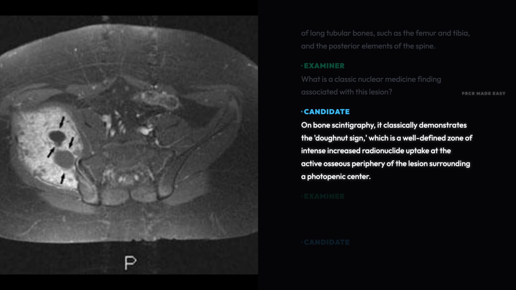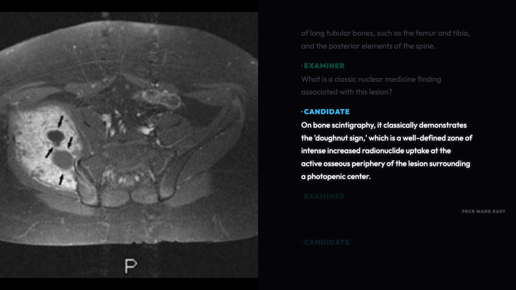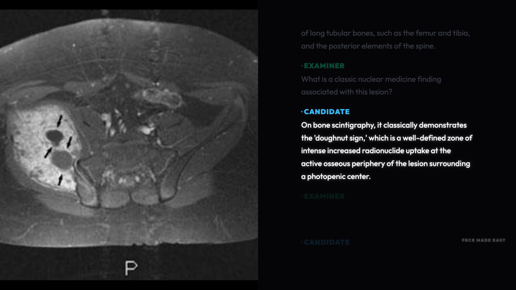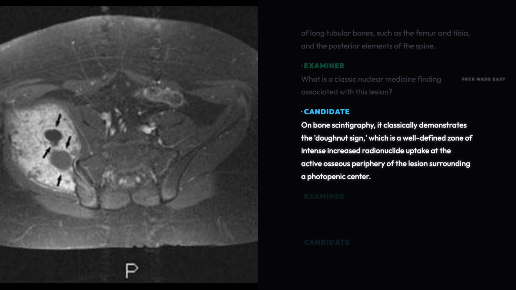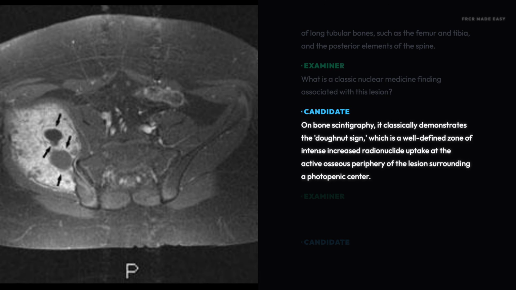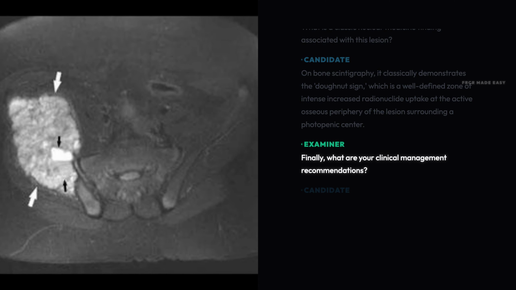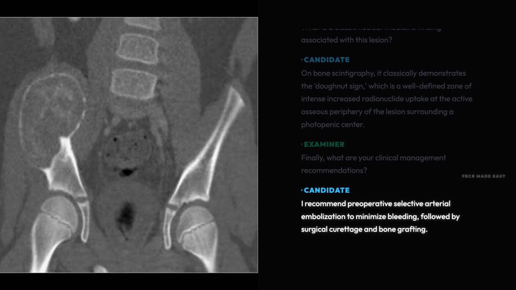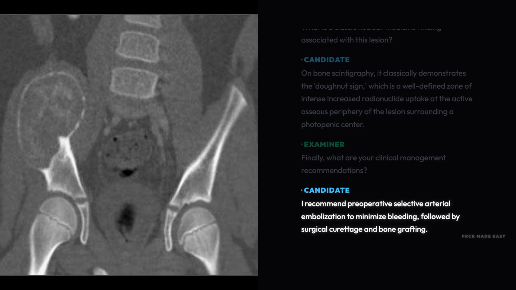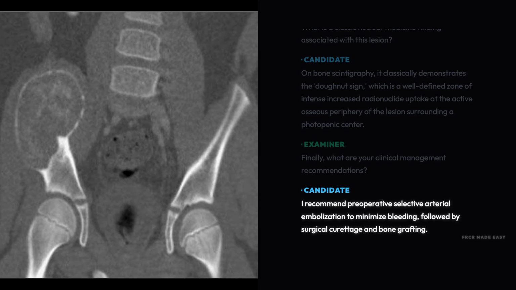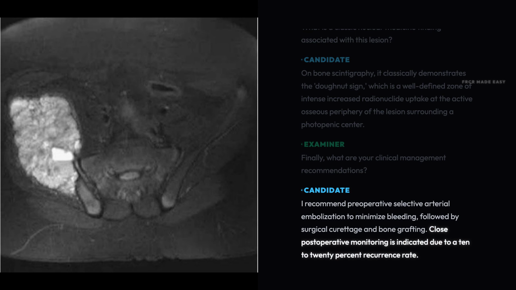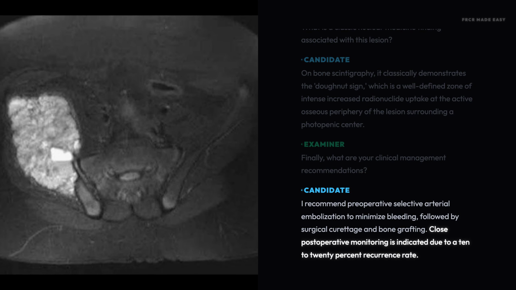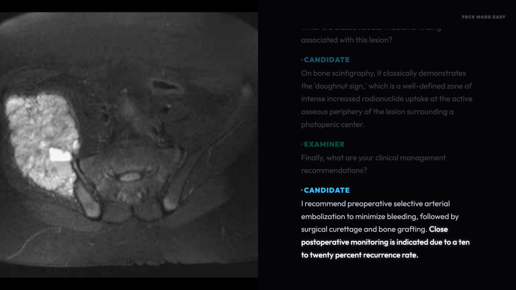On bone scintigraphy, it classically demonstrates the donut sign, which is a well-defined zone of intense increased radionuclide uptake at the active osseous periphery of the lesion surrounding a photopenic center. Finally, what are your clinical management recommendations? I recommend preoperative selective arterial embolization to minimize bleeding, followed by surgical curettage and bone grafting. Close postoperative monitoring is indicated due to a 10 to 20% recurrence rate.